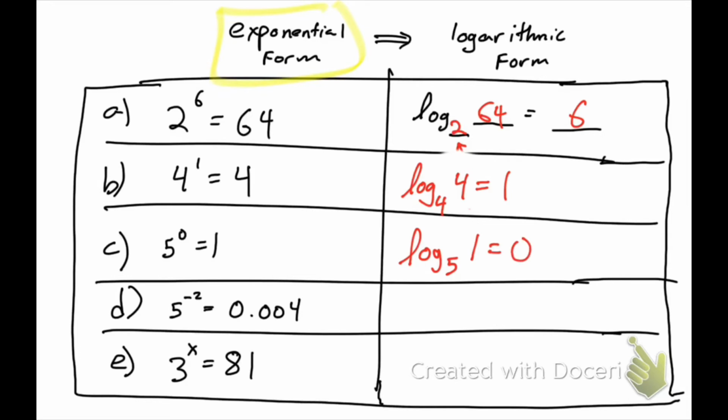So it's that simple. Go and pause the video, try D and E on your own, and then we'll correct them together. So example D, you have log base 5. Let me rewrite that. Log base 5 of 0.004 equals the exponent, which is -2. Example E, log base 3 of 81 is equal to x.